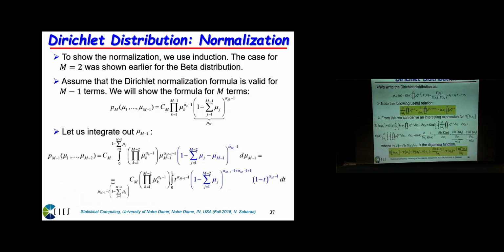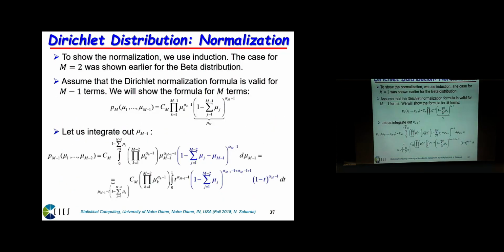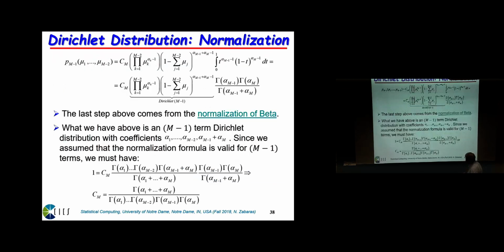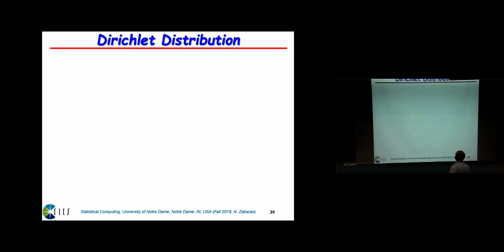An easy way to prove it, and I'm not going to go through this, is to prove this by induction. For m equal to 2, if you have two variables only, it's the beta distribution, and we have shown in an earlier lecture that it's normalized. What you need to do is assume that the distribution in m minus 1 variables is normalized, and then prove that this then has to be normalized on m variables. And if you do the algebra on 2 pages, you get the answer. So you don't have to worry, the distribution is normalized.